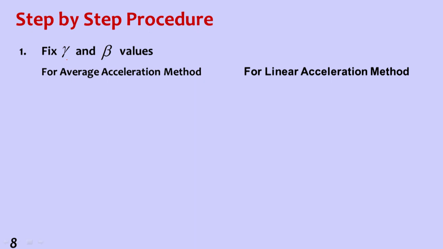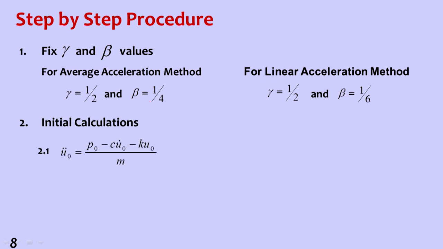First of all, we need to fix the gamma value and beta value. For the average acceleration method, gamma is half and beta is 1 by 4. For the linear acceleration method, gamma is half and beta is 1 by 6. These methods are very sensitive to these beta values. For the initial calculation, we first need the initial acceleration, which we discussed earlier. It comes from the equation of motion, that is m u double dot 0 plus c u dot 0 plus k u 0 is equal to p0.